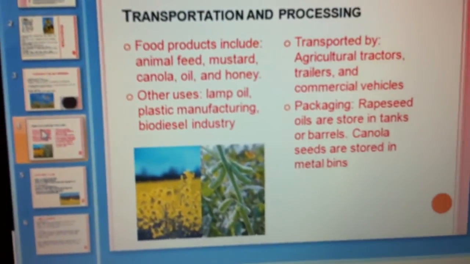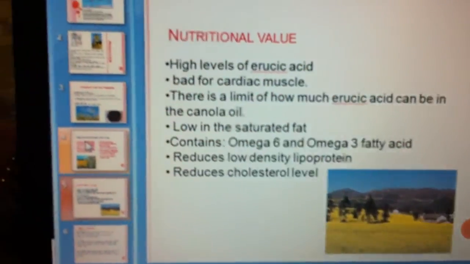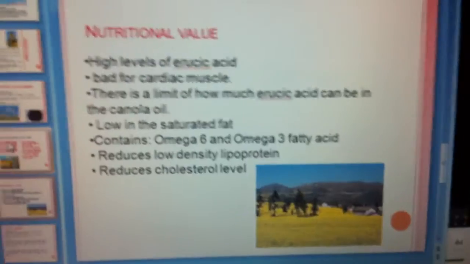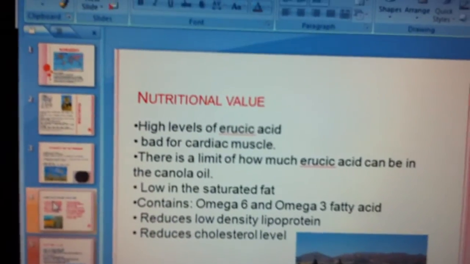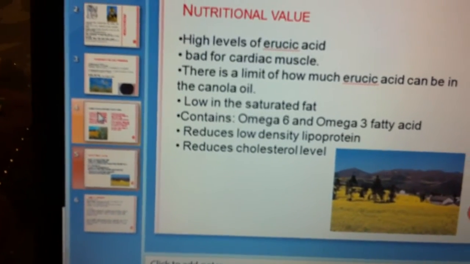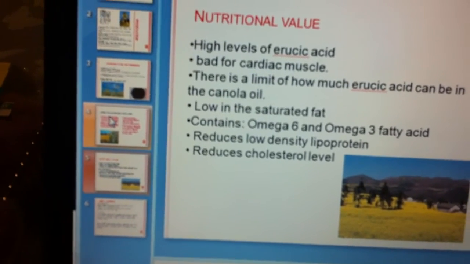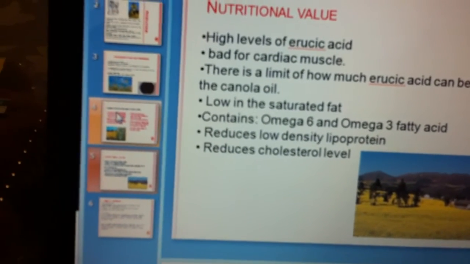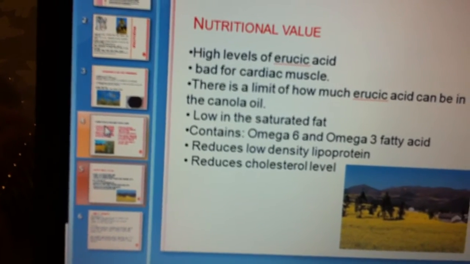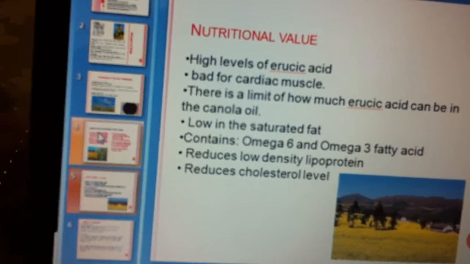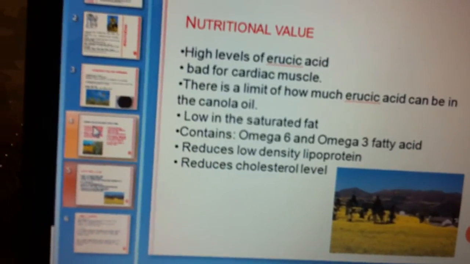Next off, I'm going to talk to you guys about the nutritional values of rapeseed. Why is this important? The same reason why it's important to eat muffins and get your fruit and stuff like that. It's also important to know the stuff that is in rapeseed, because it's not all good. Some of the bad stuff includes high levels of erucic acid, which is really bad for your cardiac muscle. And since it's so bad, there's actually a limit on how much erucic acid can be in canola oil. It's low in saturated fat, and it contains omega-6 and omega-3 fatty acids. It reduces low-density lipoprotein, and it also reduces your cholesterol level, which is the same thing that Honey Nut Cheerios does.